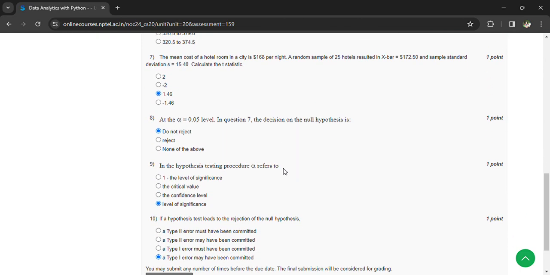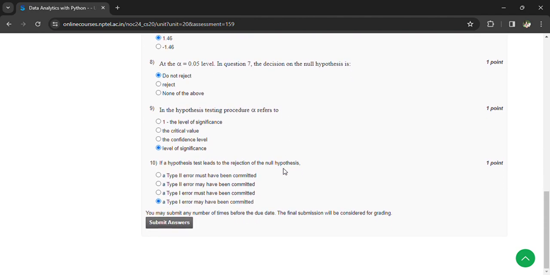In the hypothesis testing procedure, alpha refers to the level of significance. If the hypothesis test leads to the rejection of the null hypothesis, a type 1 error may have been committed. There, "must" and "may" both appear, and we have to choose "may".